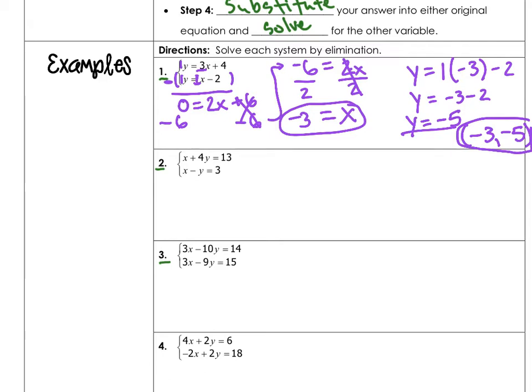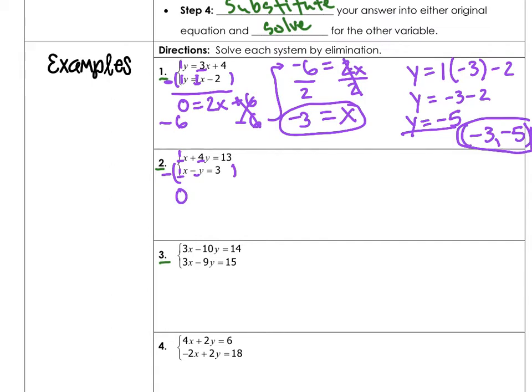So now I need to think which variables have the same coefficient. If I look at the y's, I see there's a 4 here, but a 1 here. Well, those aren't the same. Now, if I look at the x's, however, look at that. This x has a 1, this x has a 1. So I know that I'm going to want to get rid of the x's. Since they're both positive, I want to cancel out the x's. That's the goal. So to do that, I'm going to have to subtract these, because what I want these x's to go to is 0. So 1x minus x is going to be 0.